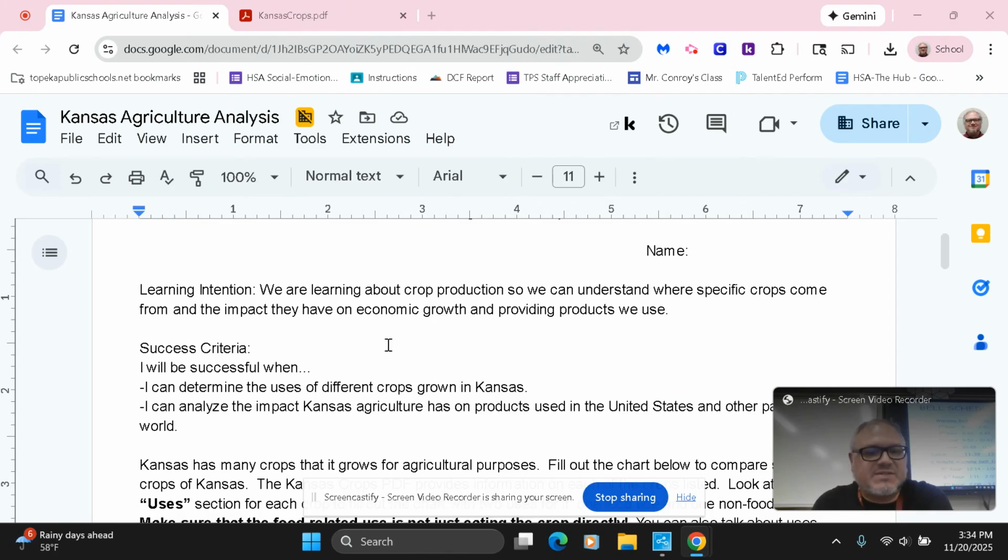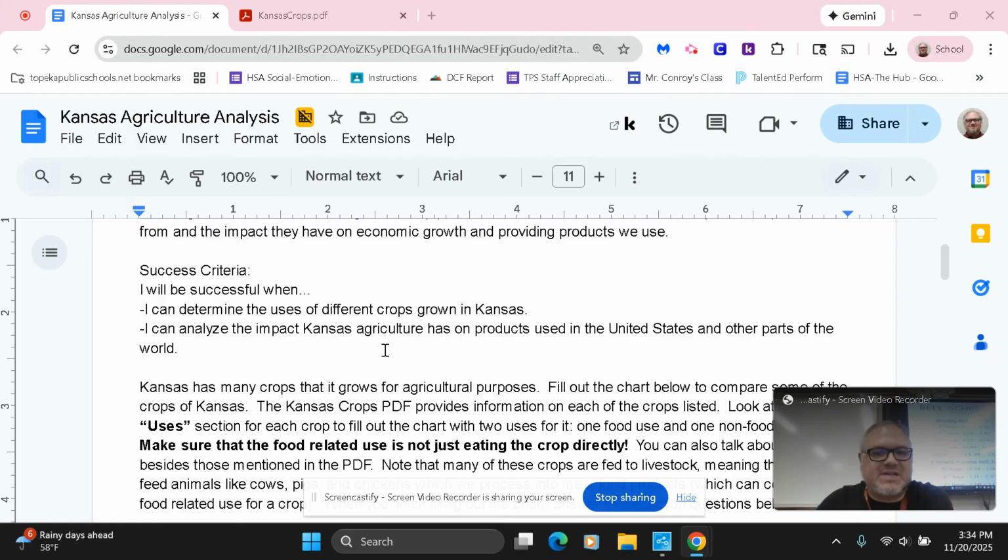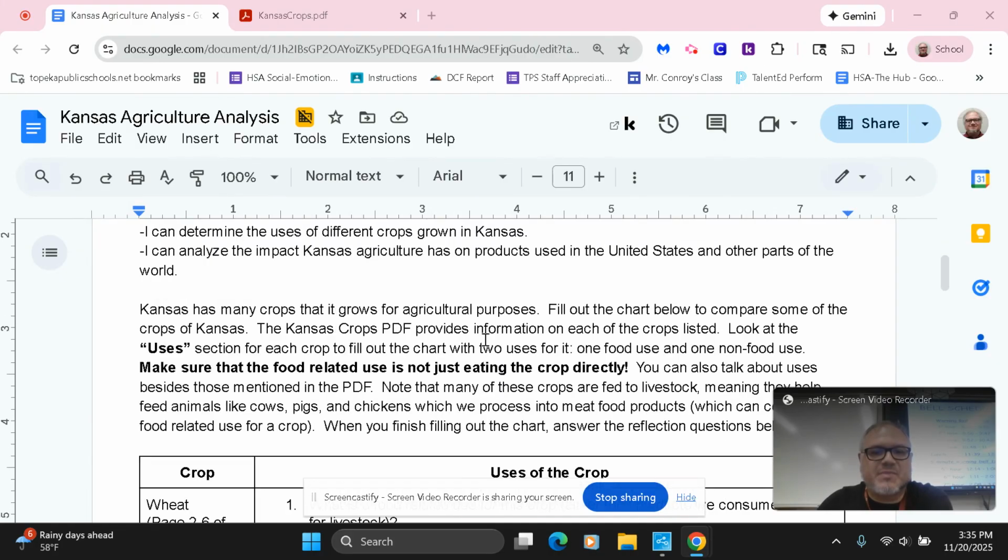Success criteria: I'll be successful when I can determine the uses of different crops grown in Kansas, and I can analyze the impact Kansas agriculture has on products used in the United States and other parts of the world. So, Kansas has many crops that it grows for agricultural purposes. Fill out the chart below to compare some of the crops of Kansas. The Kansas Crops PDF provides information on each of the crops listed.